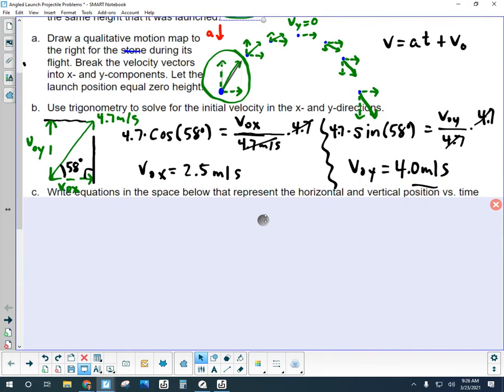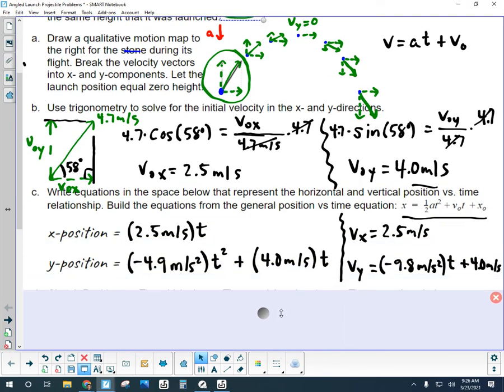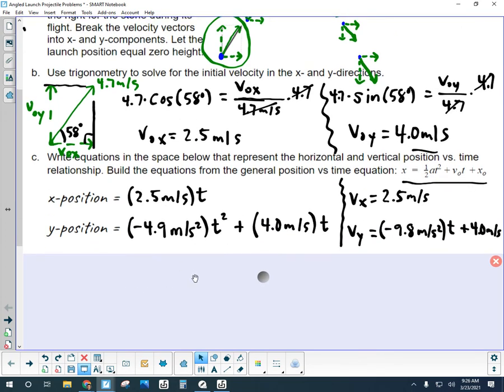All right, and you wouldn't necessarily have to do it, but we went ahead and wrote some general equations for the x direction motion and the y direction motion. Our general position equation that we've been using, again, since probably first quarter. The first term would be half the acceleration times t squared. In the x direction, there is no acceleration, so that term is 0. We go to the next term. It's the initial velocity times time. The initial velocity in the x direction is 2.5.